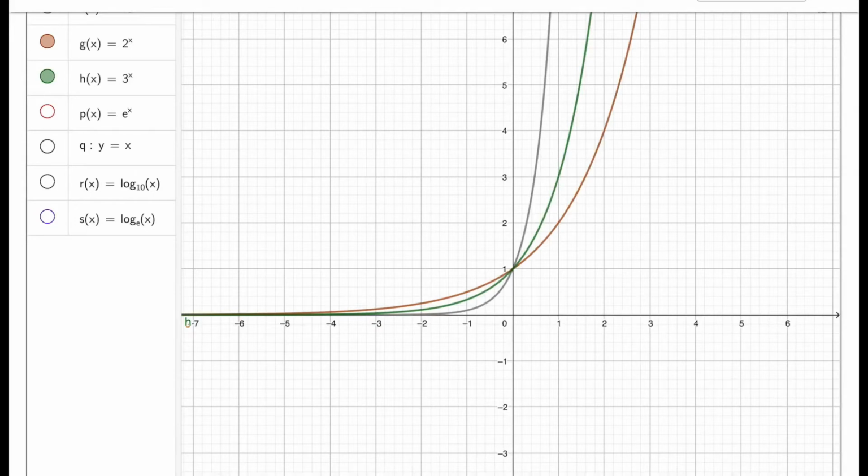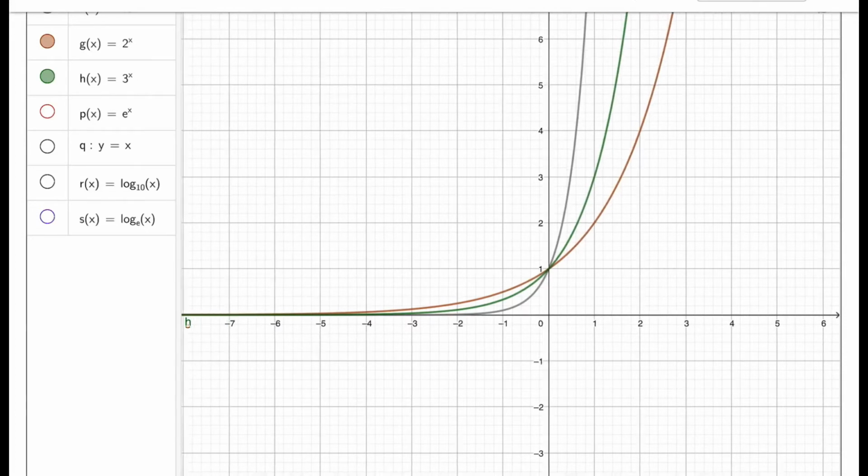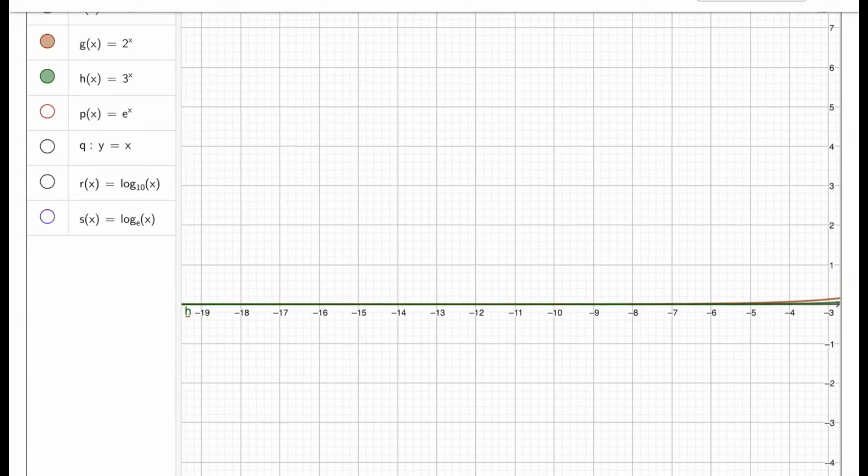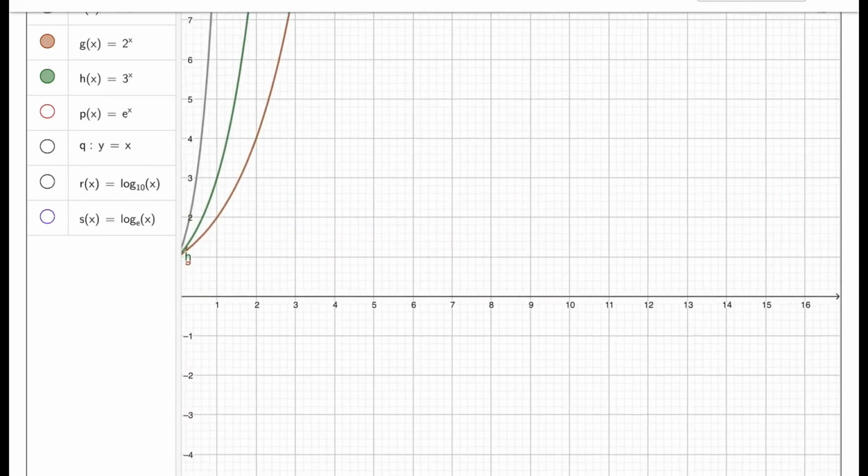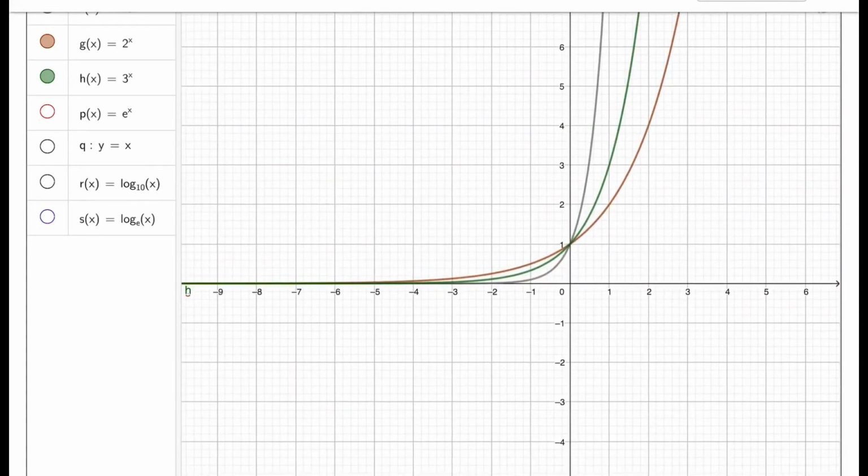And this is the graph of 3 raised to the power x. From these graphs, it is clear that the domain of the exponential function is R, that is, the set of real numbers. It means the value of x starts from negative infinity to positive infinity.